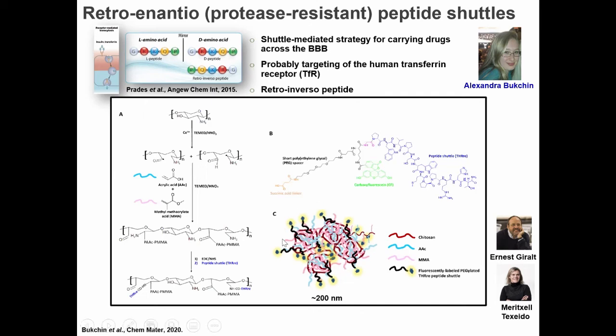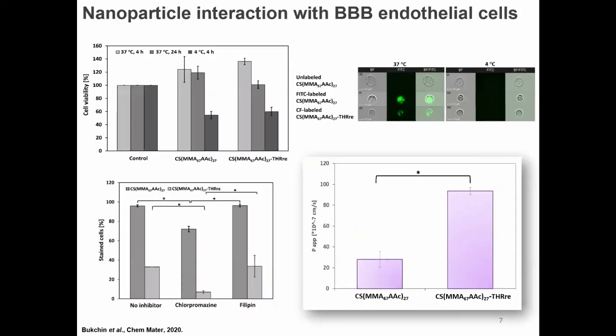And we demonstrated that the peptide shuttle is exposed at the surface, which is critical to target the BBB endothelium, by measuring different properties of the nanoparticle surface. Due to time constraints, I will focus more on the biological studies. So the first stage was a very common stage. We looked at the interaction of these nanoparticles before and after the modification with the peptide shuttle with BBB endothelial cells in vitro.